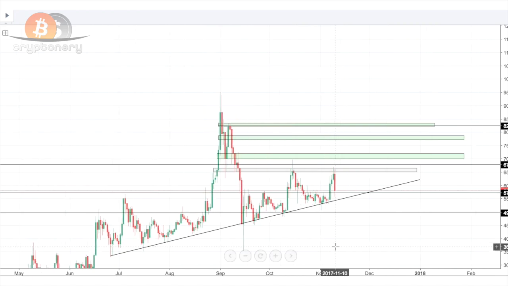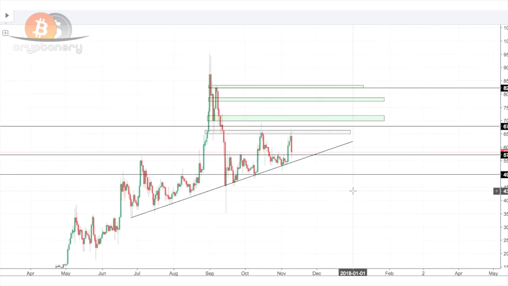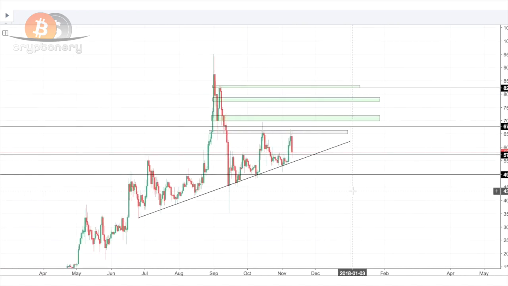So overall guys, this is all there is to it. Again, this is one of those chapters where you have to go back again and again and again. Get these levels as perfect as possible. And when it comes to placing your entries, for example right now, you could see this level has rejected and we're most likely going to be pulling back to the upside. Your targets are set here.